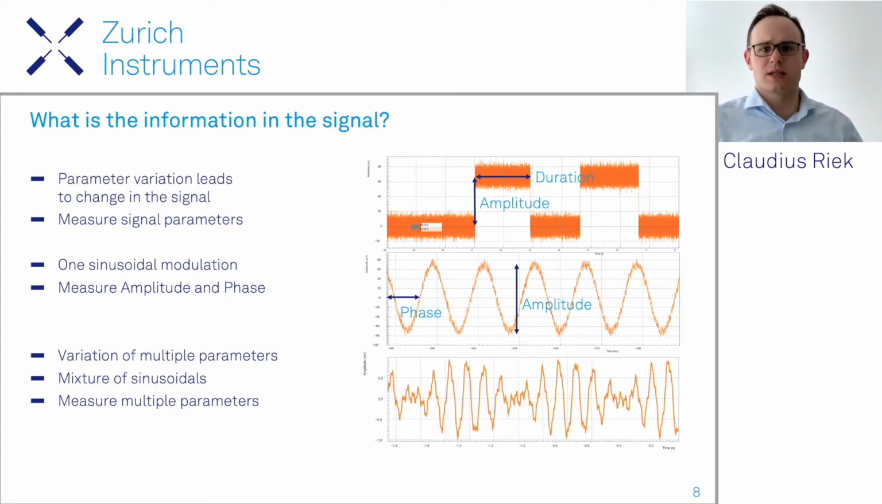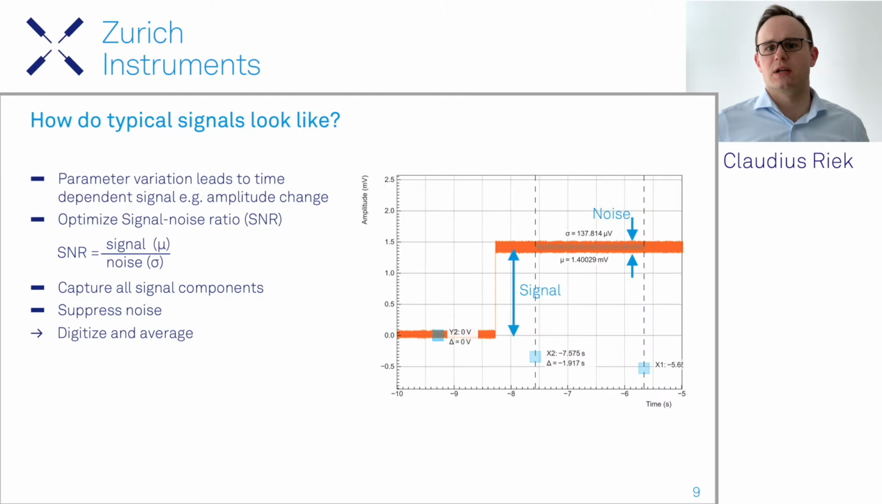So now, what is the actual information in the signals which we want to analyze? This depends on the application. I have on the right-hand side 3 typical cases. The first time we vary a signal, we have a change in the amplitude for a certain duration. In the second one, we have a sinusoidal modulation, and we can then measure the amplitude of the modulation and the phase. And in the last option, we have multiple changes of multiple parameters, which in the end leads to a mixture of sinusoidals, and we can then measure multiple parameters. Come back to that at a later point in time.